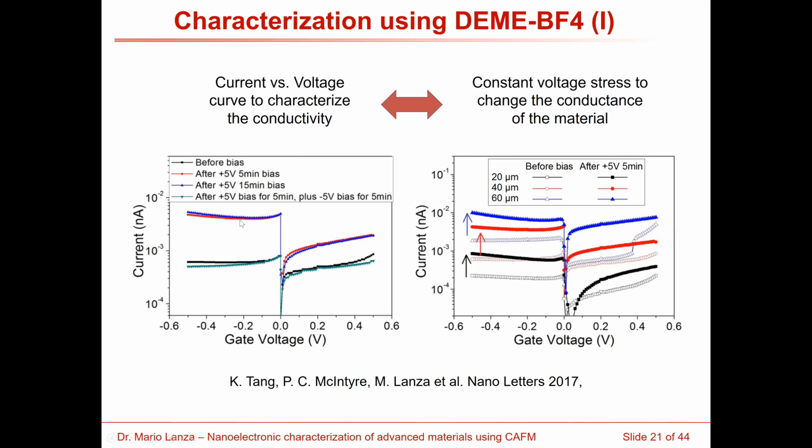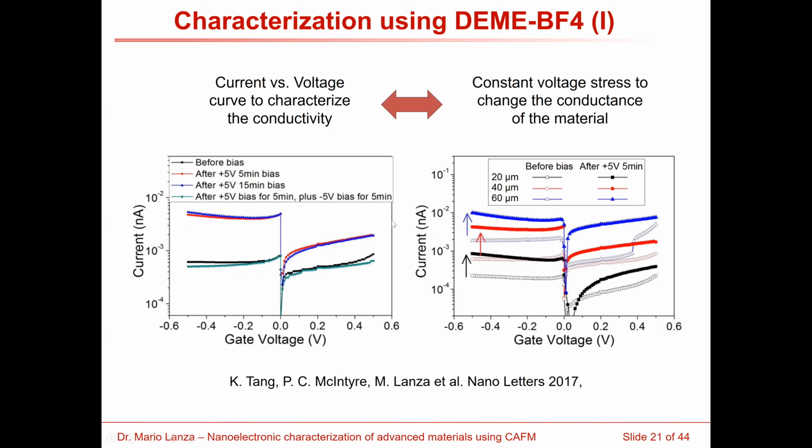We can increase the conductivity, and when we apply minus 5 volts, we can come back to the initial state. We also observe that different sizes for these windows result in different current levels for both high resistive state and low resistive state, indicating that this is a distributed phenomenon.